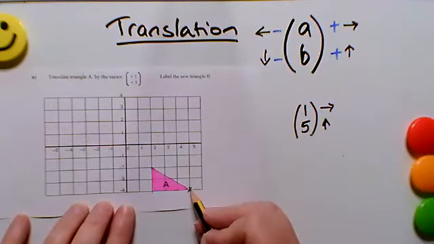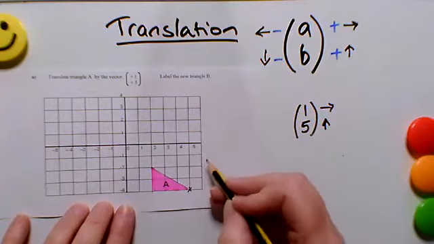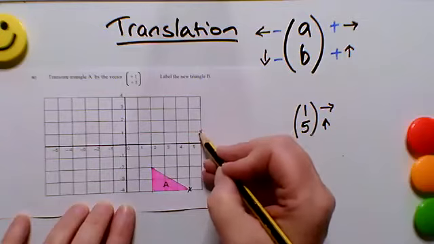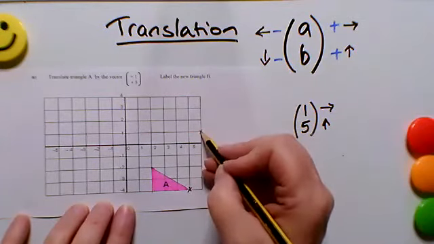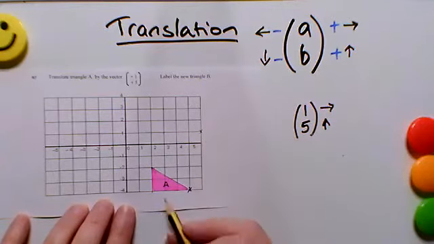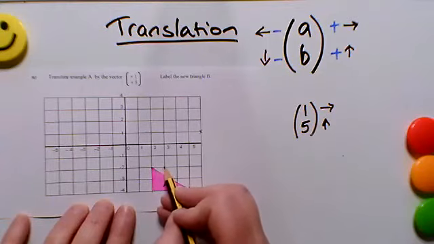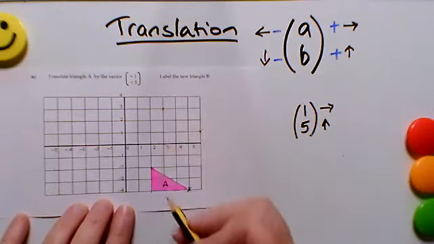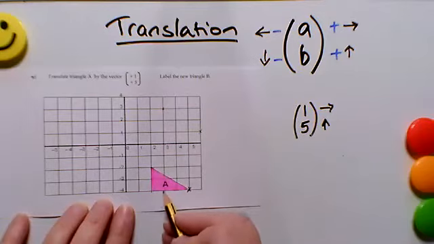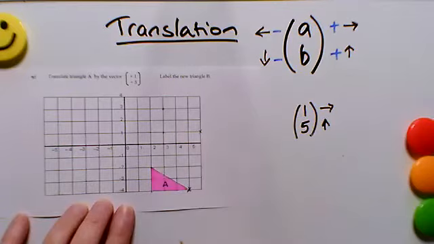So I'm going to move this 1 position to the right, and then I'm going to move it 1, 2, 3, 4, 5 positions up. So this point has been translated over here. And I'm going to do the same with the other 3 vertices. So this point here, 1 to the right, then 1, 2, 3, 4, 5 up. At this point here, we'll go 1 to the right, and then 1, 2, 3, 4, 5 up. Now I can join these together.